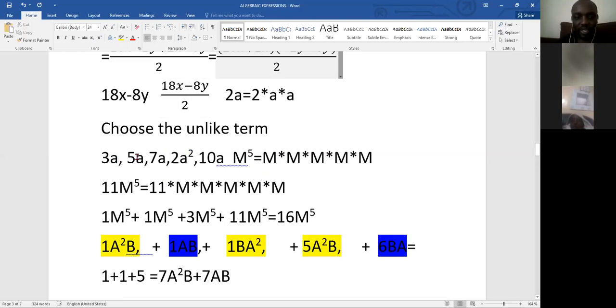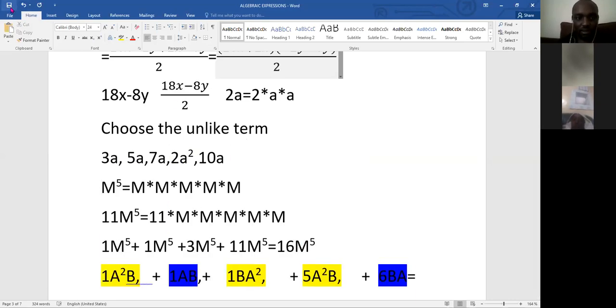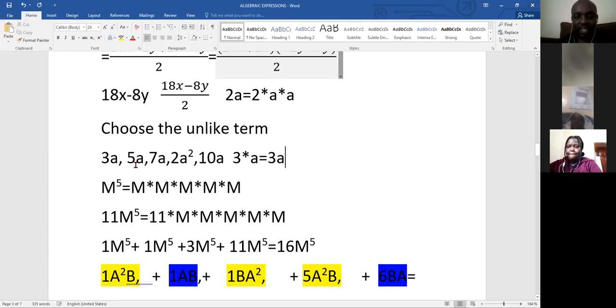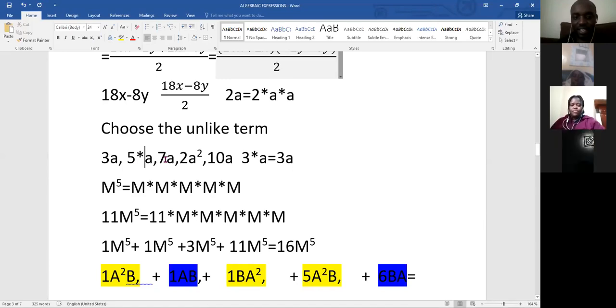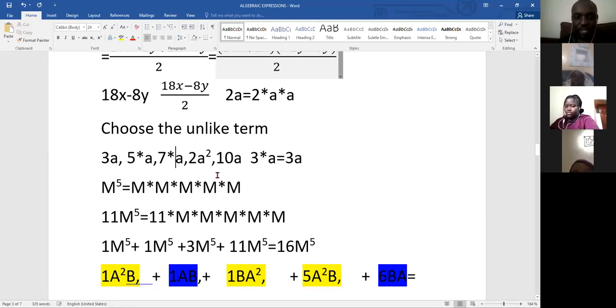So 3a, 5a, 7a, 2a squared, 10a. Now 3a is 3 multiplied by a, which gives me 3a. The same case, 5a is 5 multiplied by a. 7a is 7 multiplied by a, it's going to give me 7a. Now 2a squared is 2 multiplied by a squared. 10a is 10 multiplied by a.